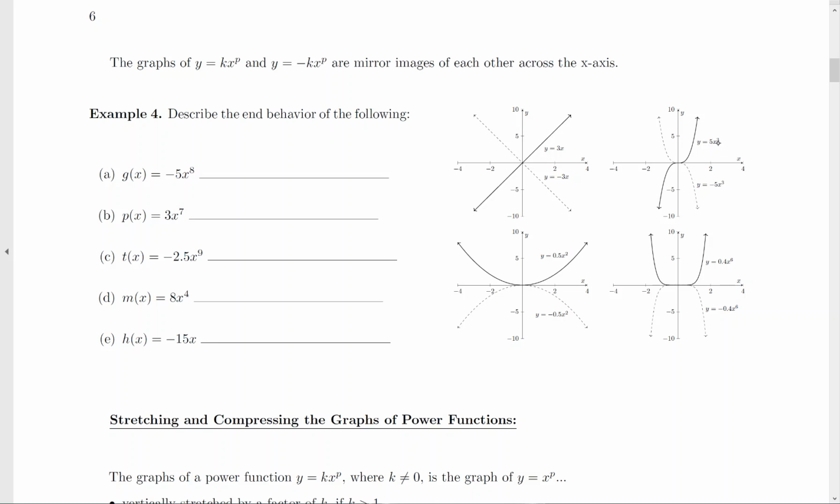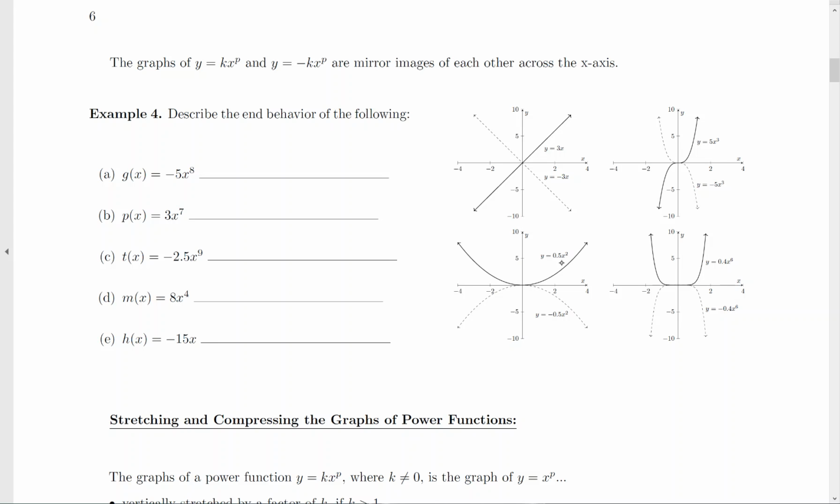Positive 5x cubed, left side down, right side up, sort of that spaghetti shape. But if I put a negative in front of that, it's just going to flip my spaghetti shape right around the x-axis, and this is the dashed line that you're seeing here. The left side is up and the right side now is down. If you put that negative in front, it just flips it right around the x-axis.